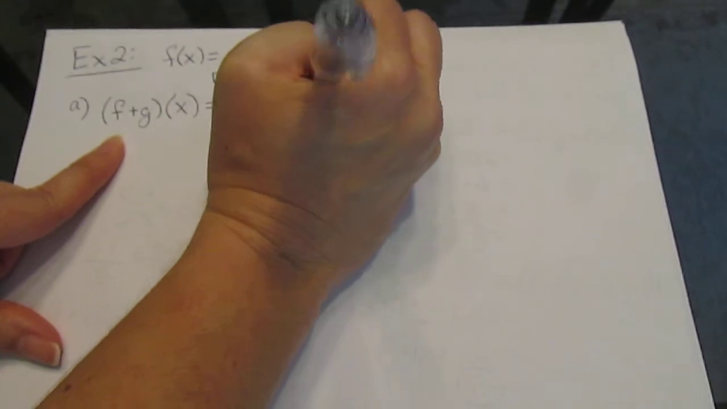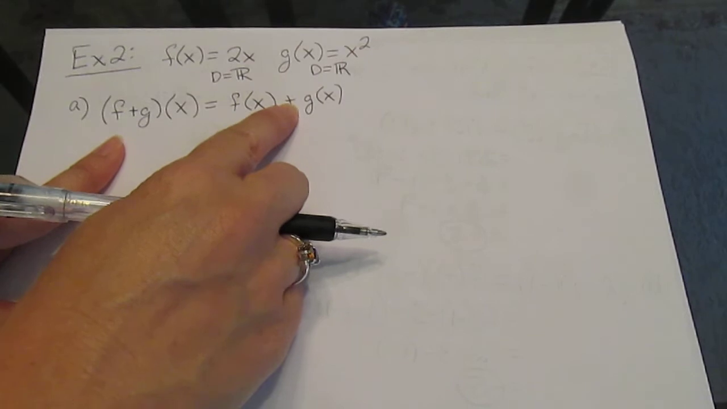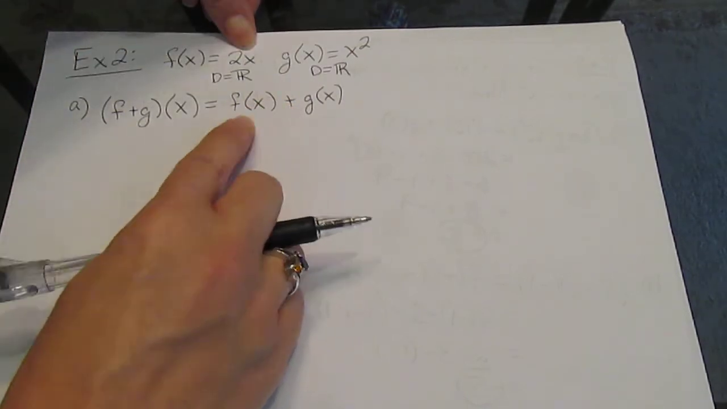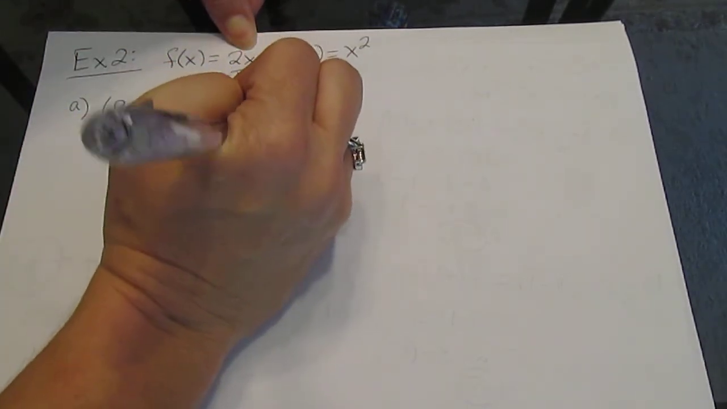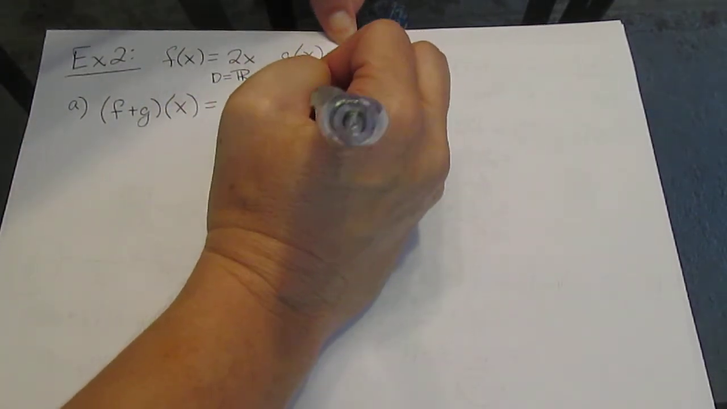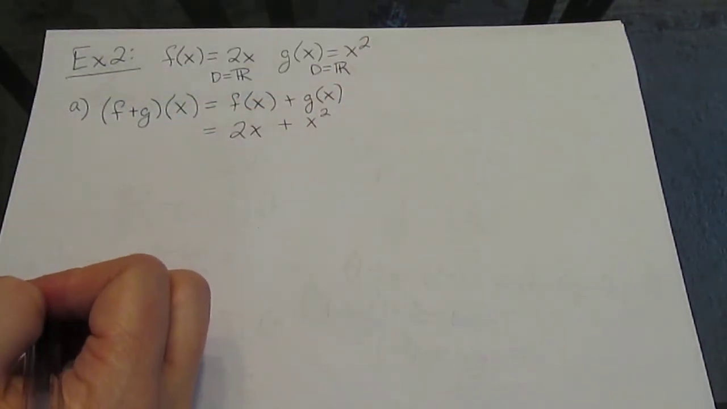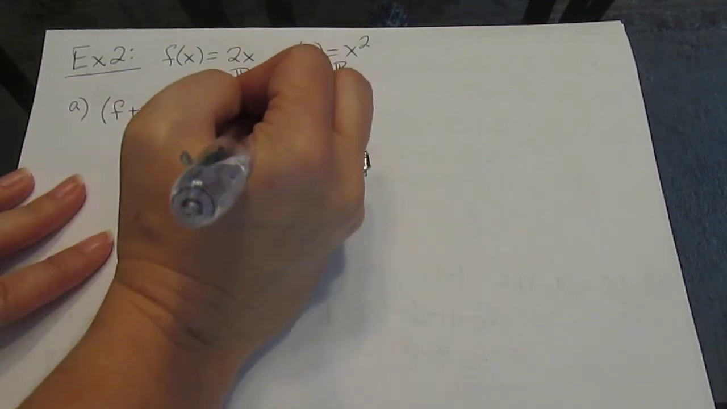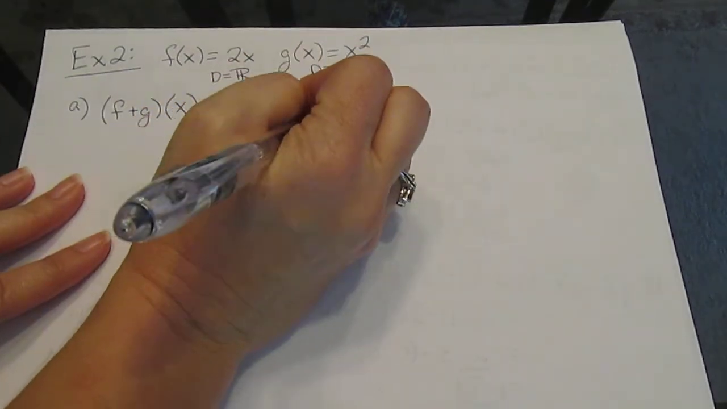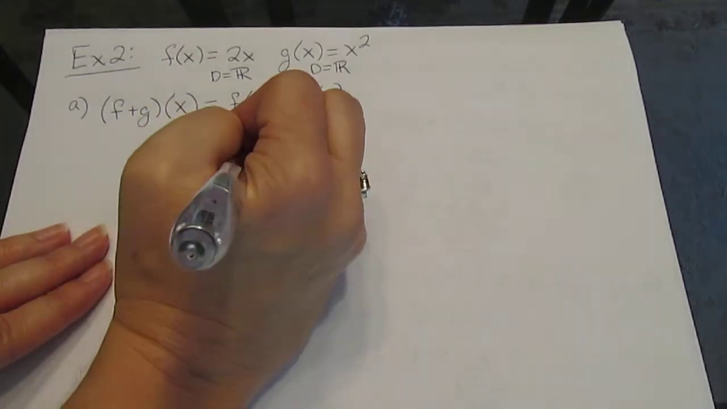So again, you can rewrite it. This just means we're doing f of x plus g of x. And then we're doing exactly that. We're adding the two functions together. So f of x is 2x plus g of x is x squared. And then if you have any like terms, add them together. Here there's no like terms, so we'll just leave our answer as is. And the domain of this, all real numbers.